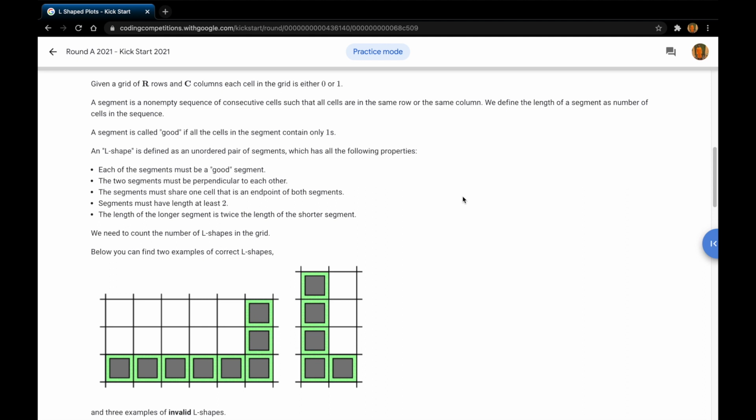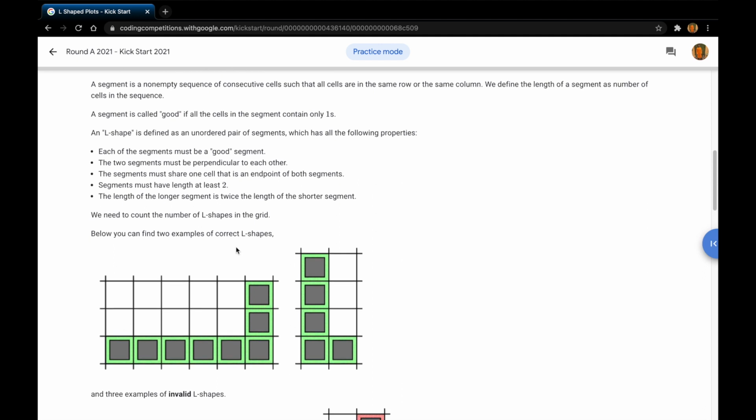So basically we know that a good segment is a segment in which all the cells contain only ones, and an L shape is an unordered pair of segments, and it should have the following properties. Each of the two segments forming the L shape should be a good segment, that is, all of them should have a value 1, and they must be perpendicular to each other as shown here, and the segments must share one cell that is an endpoint of both the segments.